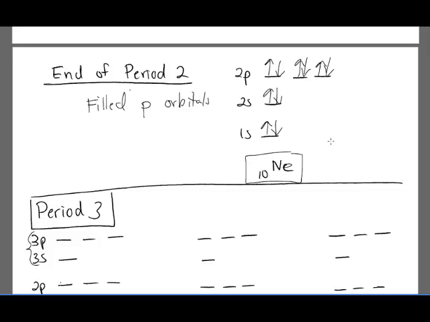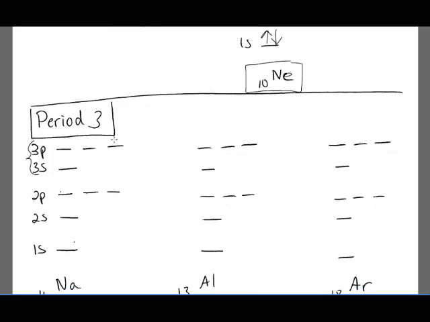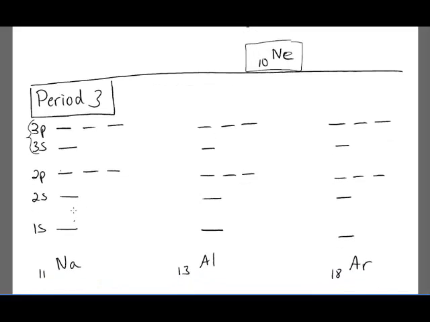Okay, now let's continue on with the next row, which is period 3. With period 3 now, we have added the 3s and 3p to our diagram here because we will start putting some electrons in those. The first element we're going to do is sodium with 11 protons, 11 electrons. And so we follow the same rules. Hund's rule applies here.